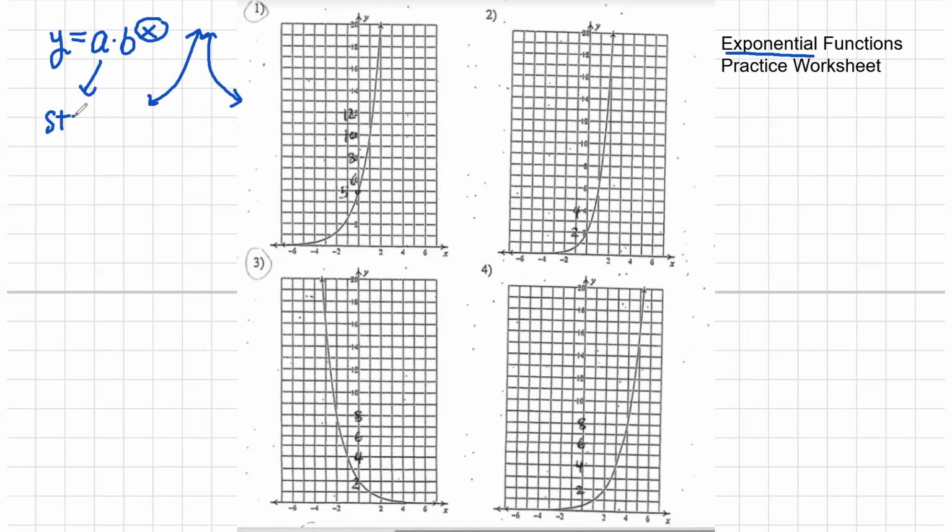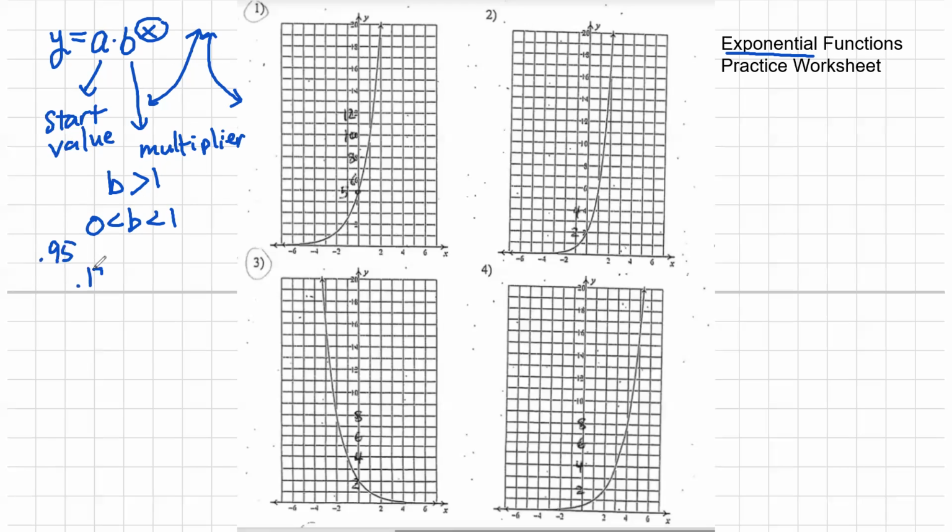The start value. Okay, so let's write that down on our paper somewhere. And the b stands for the multiplier, right? What we're multiplying by. If it's growing, your multiplier is going to be greater than 1. b is greater than 1 if it's growing. If it's decaying, then b is going to be less than 1, but greater than 0. So between 0 and 1, like 0.95 or 0.17, and that will make it decay. In order to make it go lower, you have to multiply by a number less than 1.